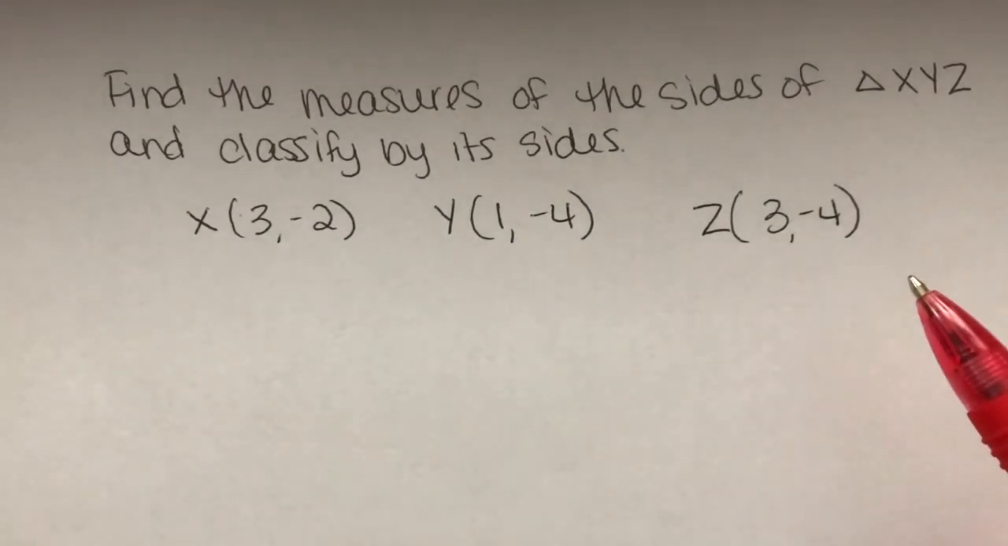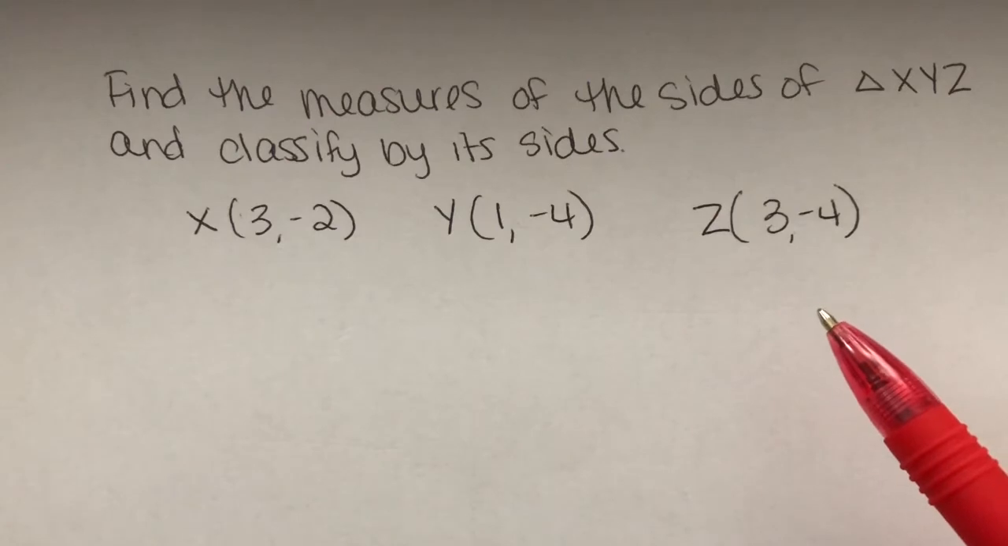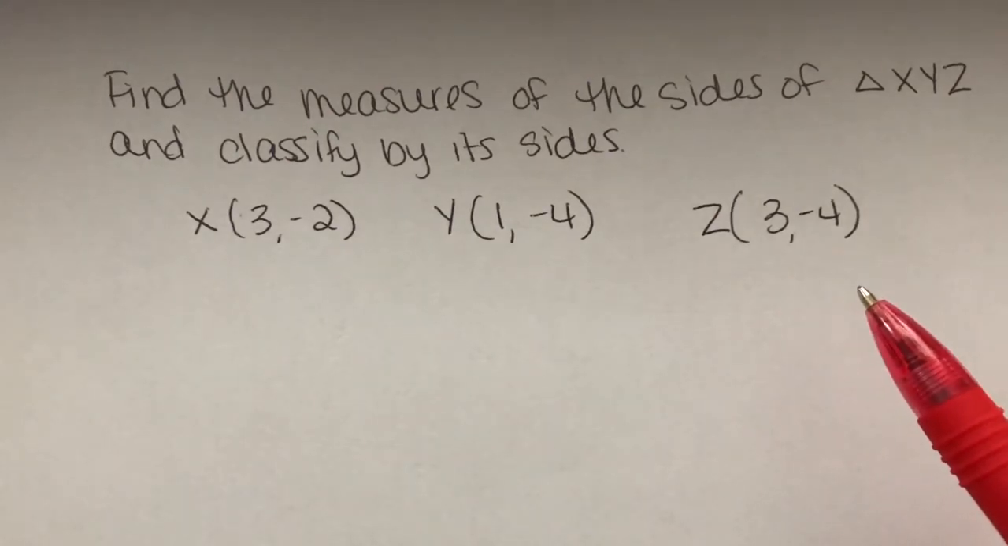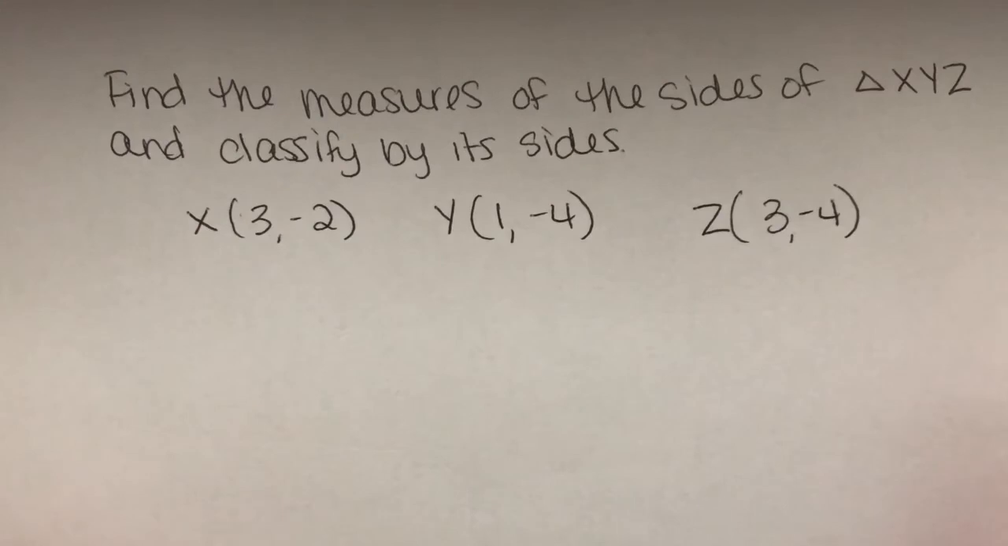Now, you could graph it on a coordinate plane. That's fine. But you're going to have some diagonal lines in there. So you're still going to have to use, drum roll, the distance formula.